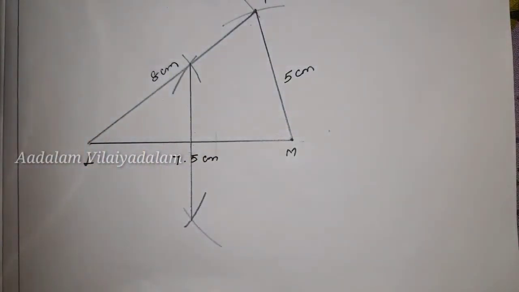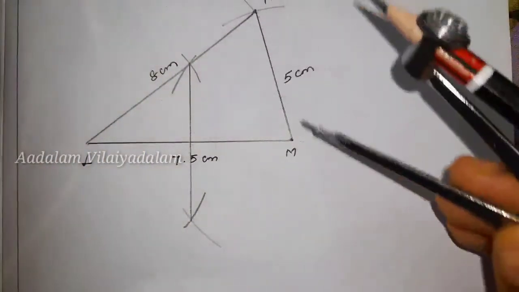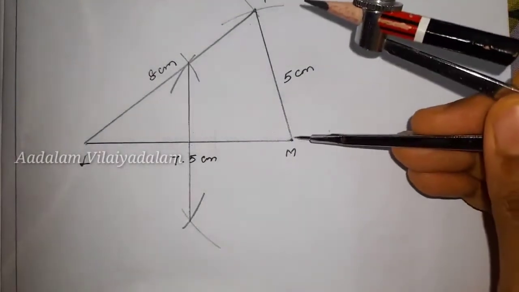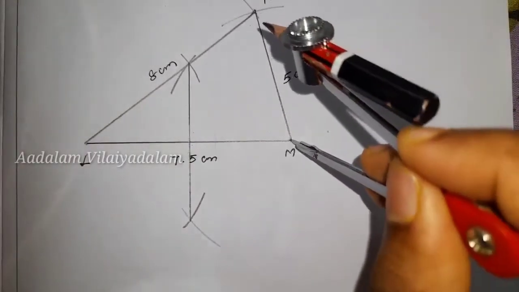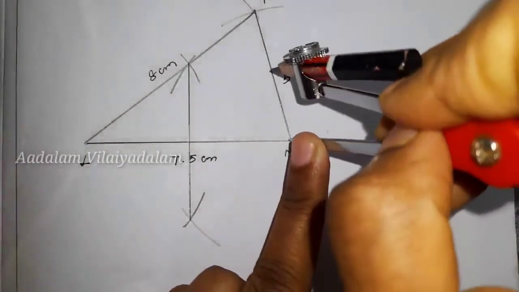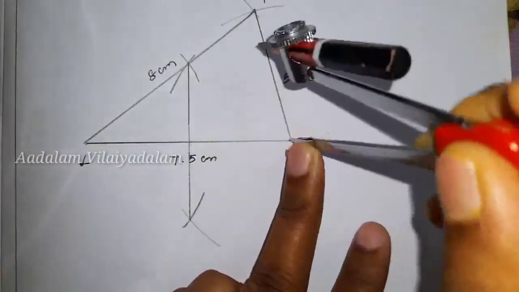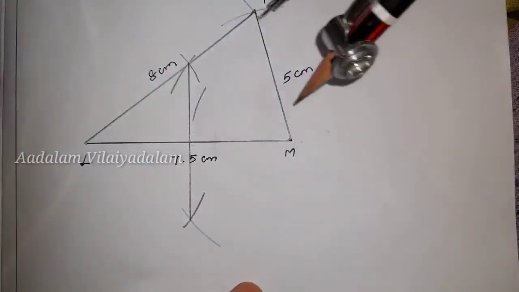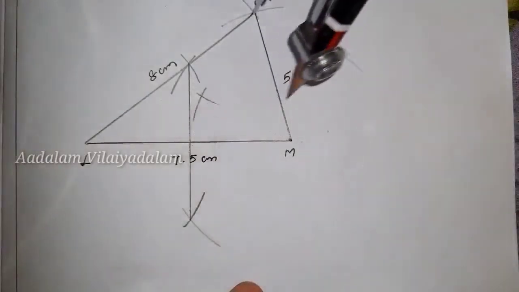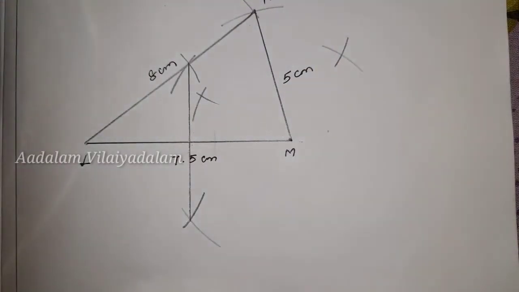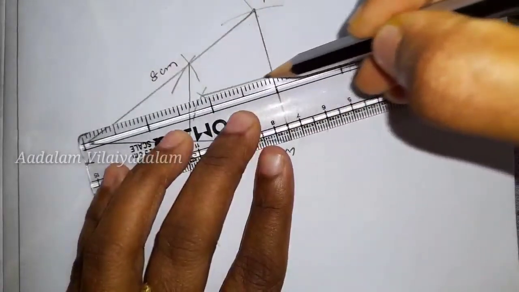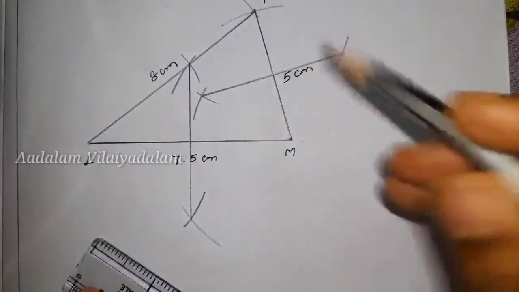Next draw the perpendicular bisector of MN. MN or LN, choose any one side. Here we choose MN. Take more than half. At the M center, make the arc up and down here. At the L center make the arc. Join the arcs. So this is the perpendicular bisector of the line MN.